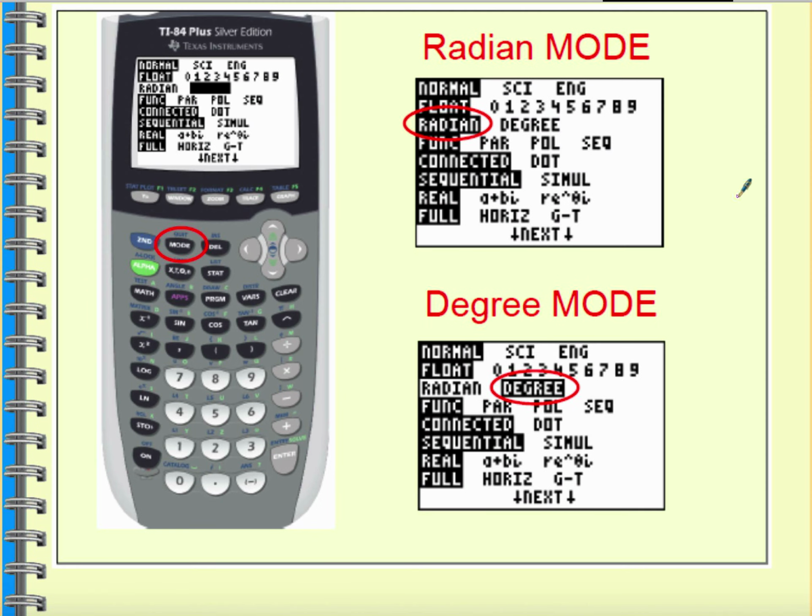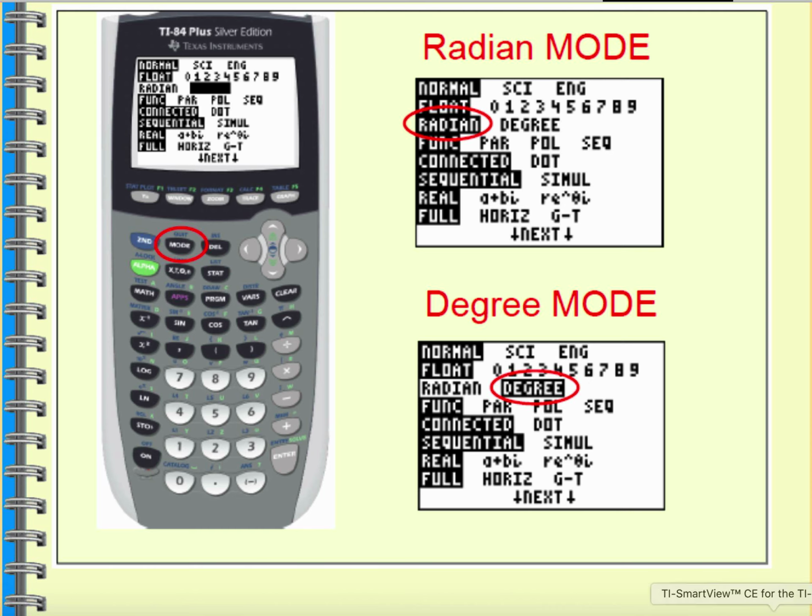So the first one I was talking to you about was about being in the wrong mode. If this is your calculator, most of us have a TI-84. You turn it on, you hit the mode key, and it's going to bring up this menu. If you're working in radians, you want to make sure that the radians mode is highlighted. If you're in degrees, you want to make sure the degree mode is highlighted.